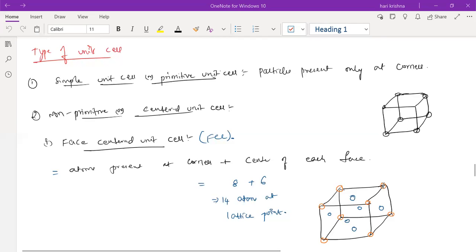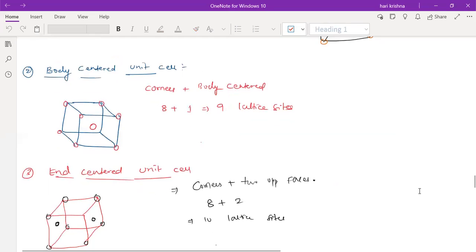The next one, body centered. So what is a body centered? 8 at the corners and 1 atom will occupy the center of the body. So 8 plus 1 is equal to 9. So 9 lattice sites will be there in the body centered unit cell.